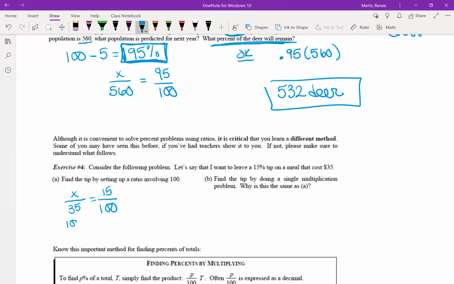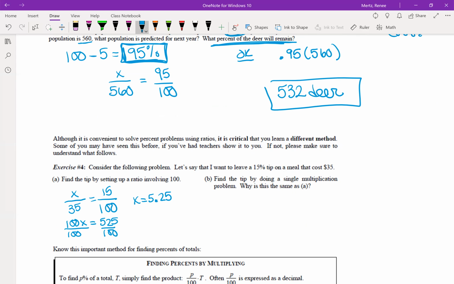Cross multiply, 100x equals 525, divide by 100, and I get x equals 5.25. So the tip would be $5.25.